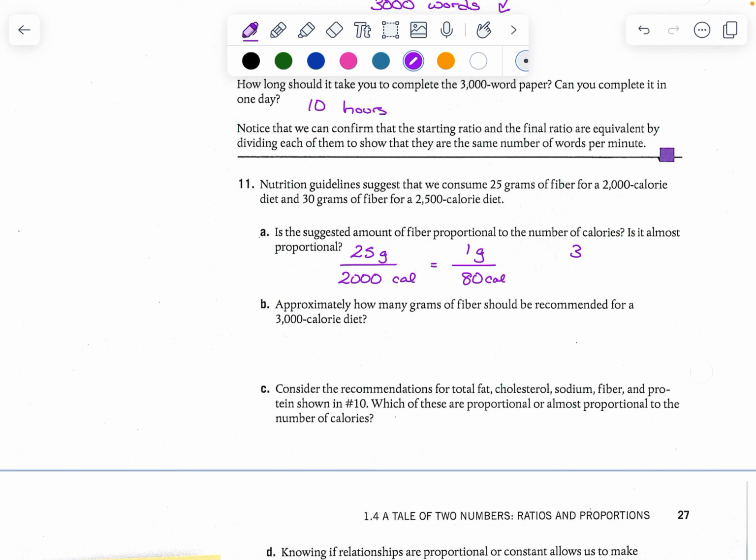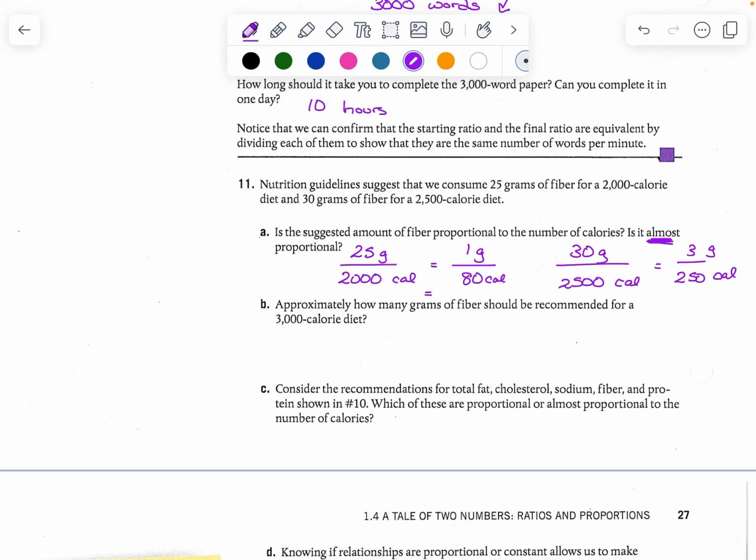If you do the same thing with the other one, 30 grams of fiber for every 2,500 calories, that does not reduce to the same exact thing. So is it exactly proportional? No. But then they ask, is it almost proportional? Because this is real life, and real life is rarely ever very nice, perfect, and neat.